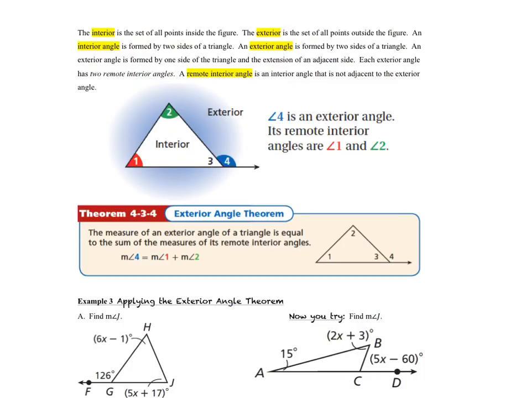Okay, we have interior angles of a triangle, and we have an exterior angle that can be formed if we continue one of these lines. We've got this exterior angle, angle 4, that can be formed. So interior, the angle's inside, exterior is the angle outside.